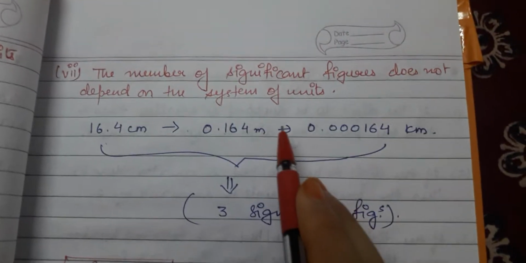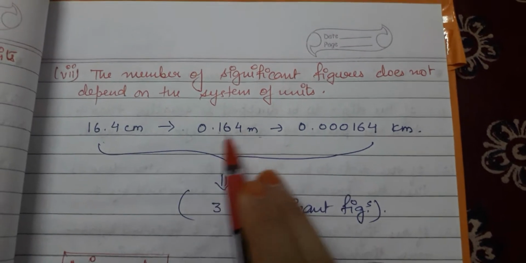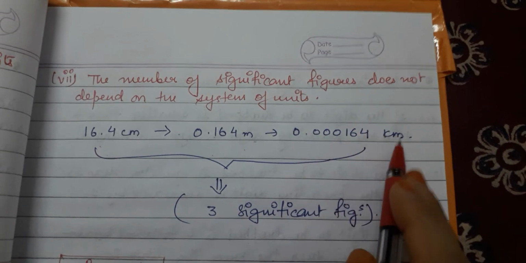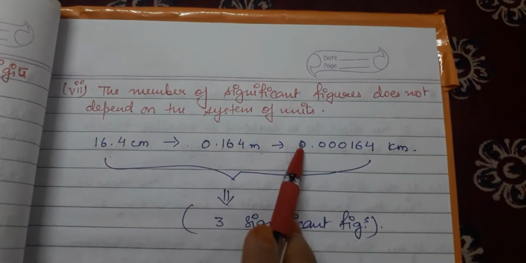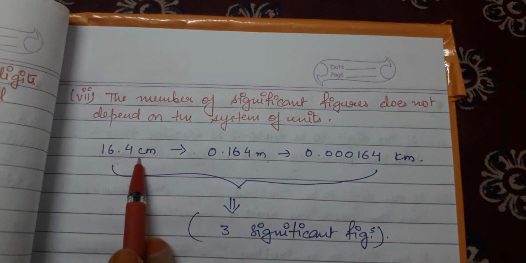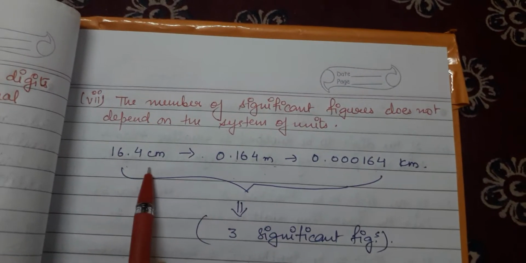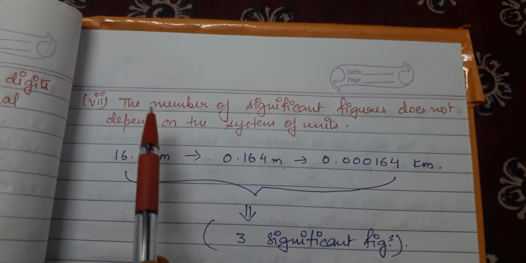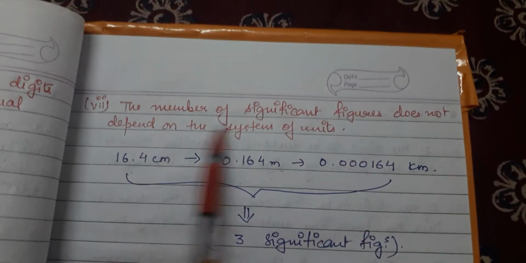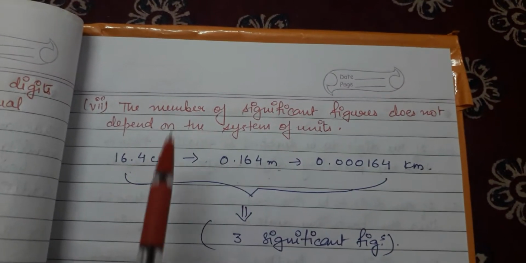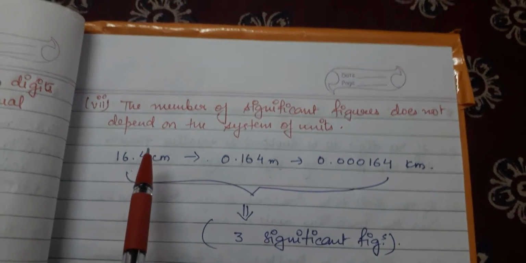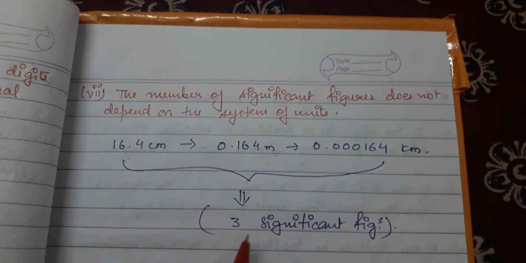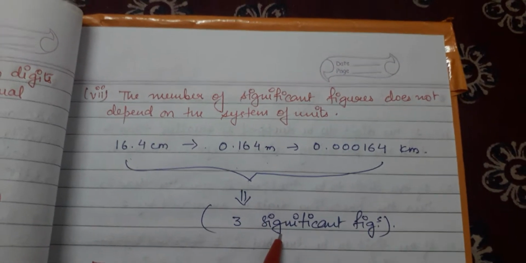And if I convert this meter into kilometer, then I have to divide by 1000. Then I will get this result, 0.000164 kilometer. Means all these are in the same number system but different systems of units. This is centimeter, this is meter, and this is kilometer. But we have to keep this one rule, that the number of significant figures does not depend on the system of units. If you are converting a number from centimeter into meter or kilometer, that is not going to affect the number of significant figures in that number.